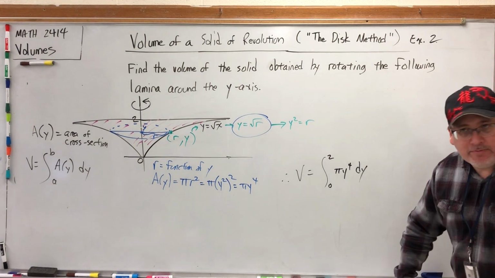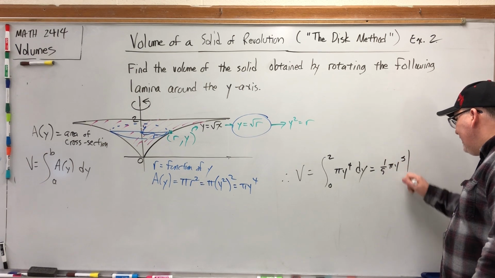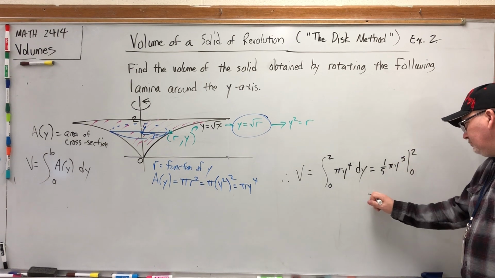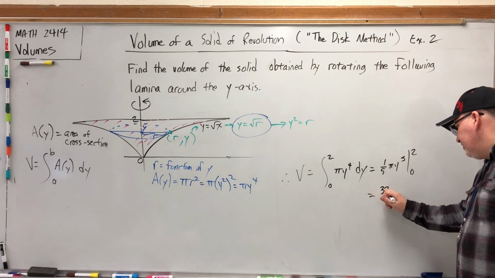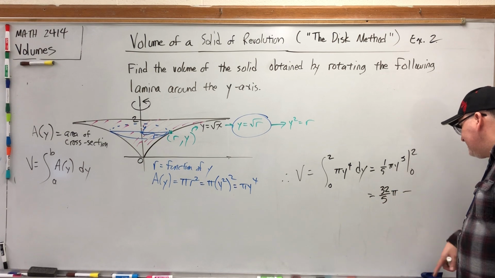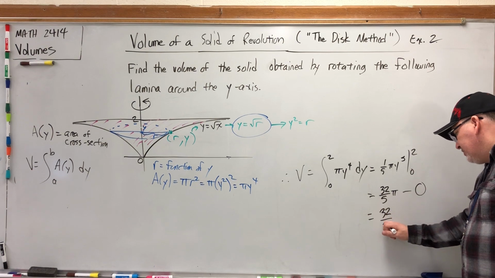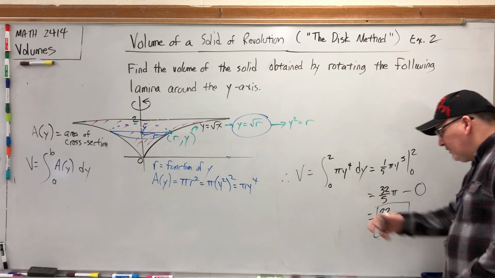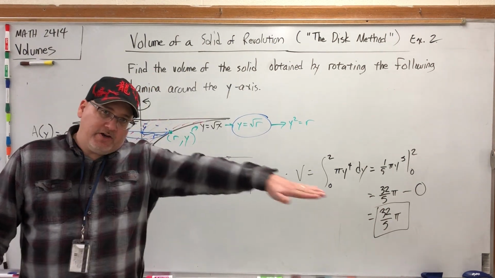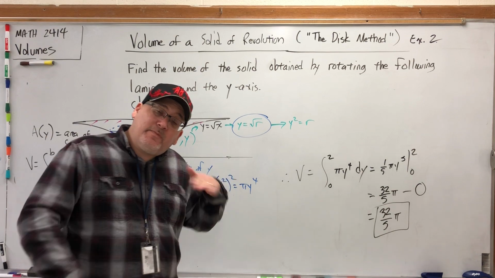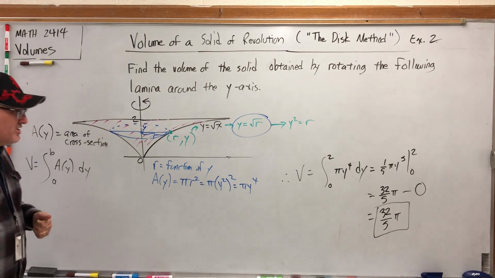Now it's a calculus 1 problem. The antiderivative is 1/5 pi y to the fifth, evaluated from 0 to 2. We substitute 2: 2 to the fifth power is 32, times 1/5 is 32 fifths. Minus, if we substitute 0, well, that annihilates the antiderivative, so our volume is 32 fifths pi. You're going to see a lot of variations on this thing. Where are you cutting it? What's the area of that cross section based on where you cut it? Now integrate that.